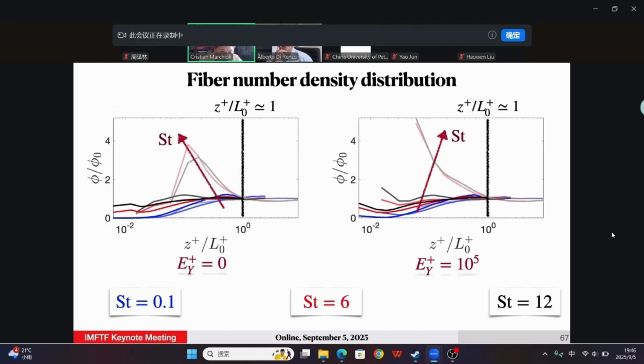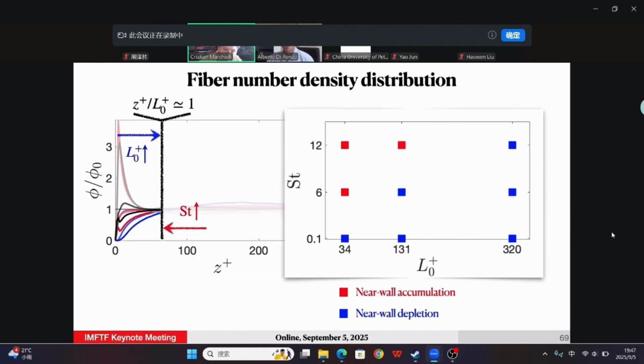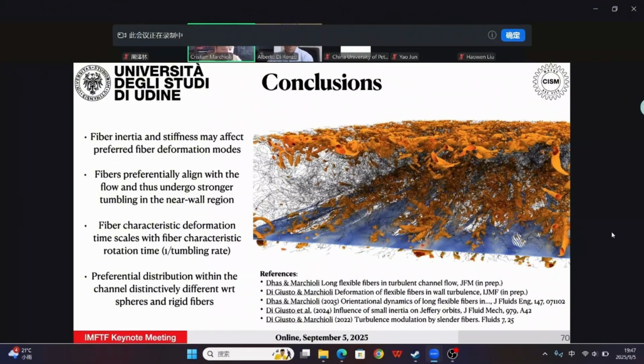So I have also a slide of conclusions, which is this one. Here there are some references, and I thank everybody for the attention. I apologize for running in the last part, but I'm happy to take questions from the audience.